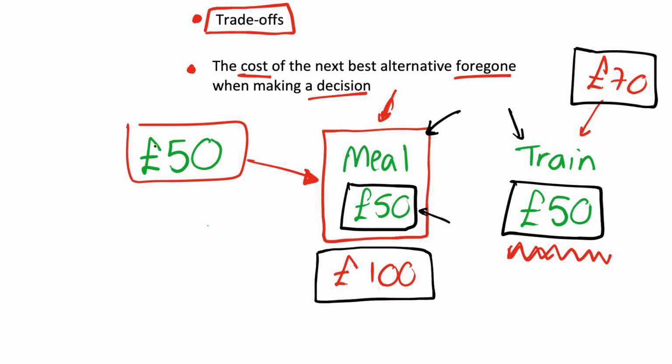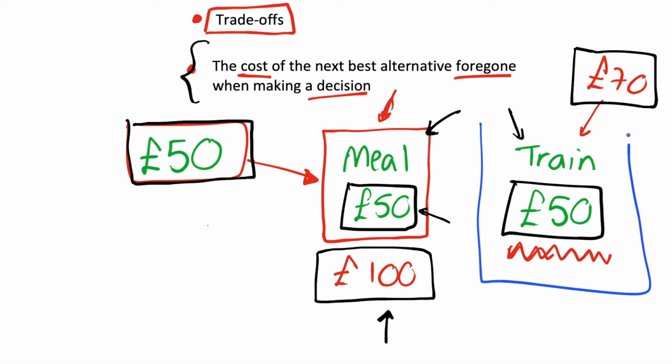But at the end of the day, we had to make a decision because we had a finite number of resources. We only had £50, so we could only buy one. And clearly, since this meal is giving us more utility, it's worth more to us, we choose the meal. But the opportunity cost is the cost of this train journey, because we haven't chosen it. So this is our next best alternative foregone.